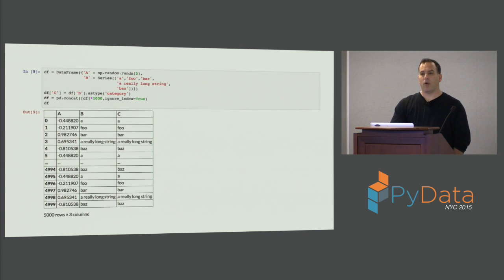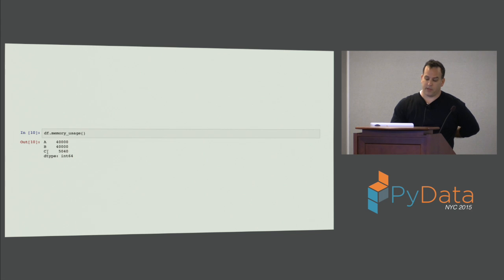Further, these allow a substantial savings in the way we represent them. If you have a lot of repeated values, namely strings, these allow substantial savings in memory. So here's a typical frame, and you can see C is the categorical column, and it needs a lot less memory to represent it.